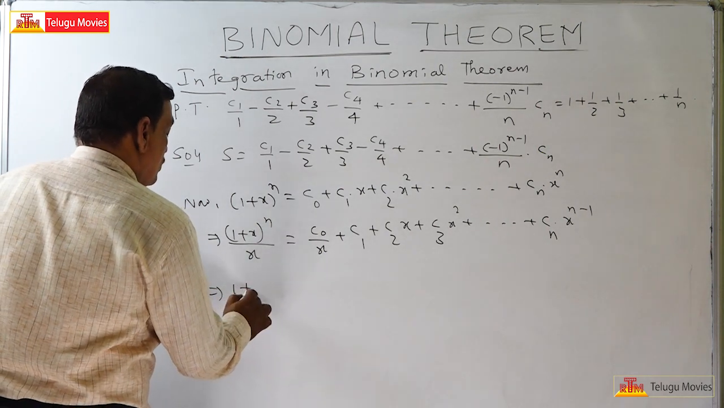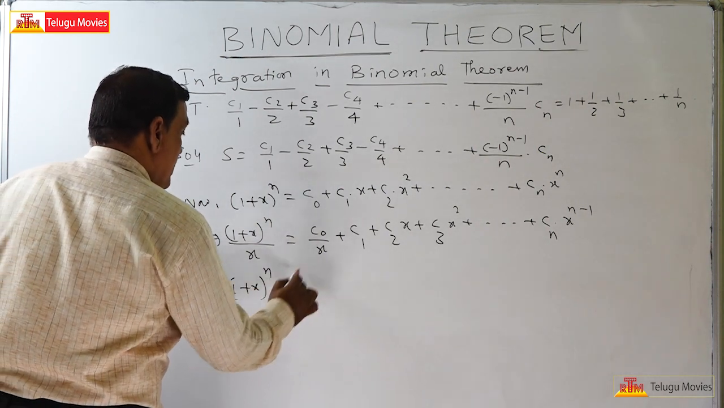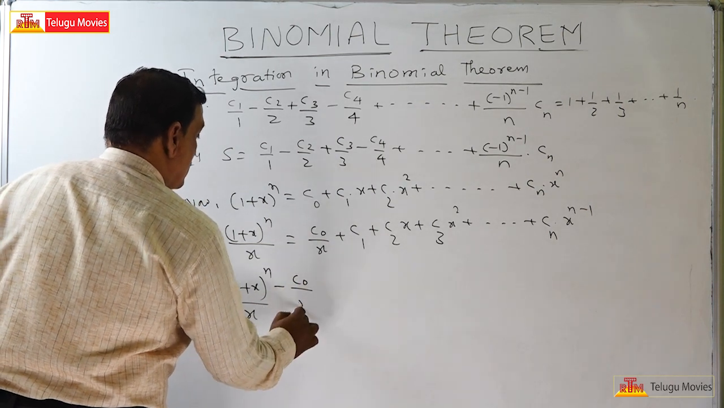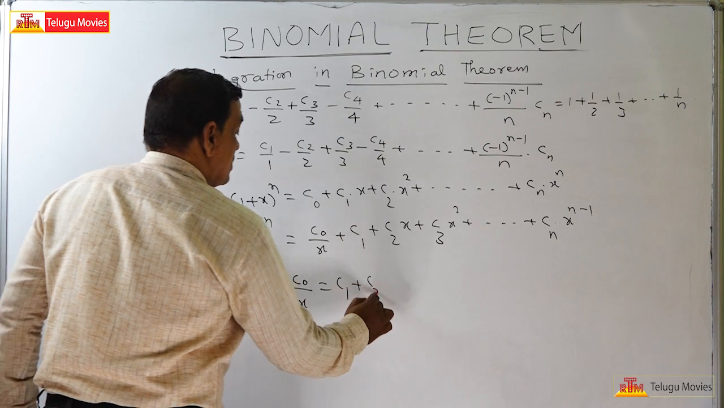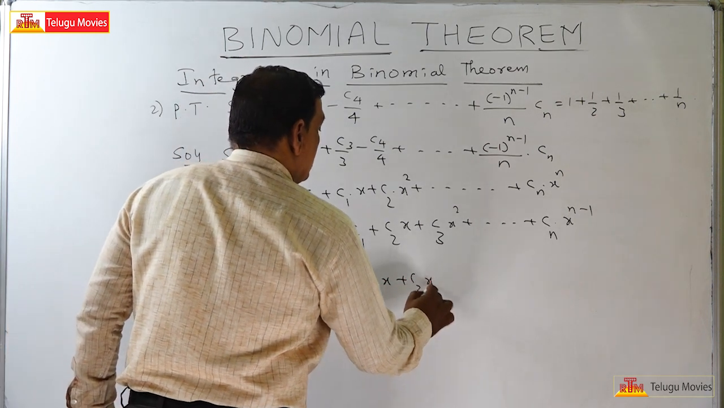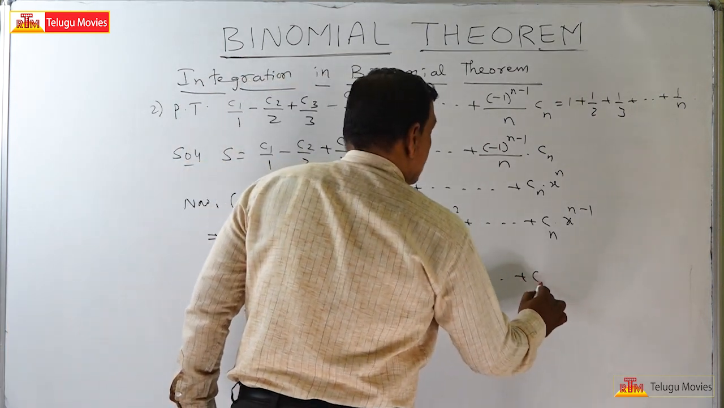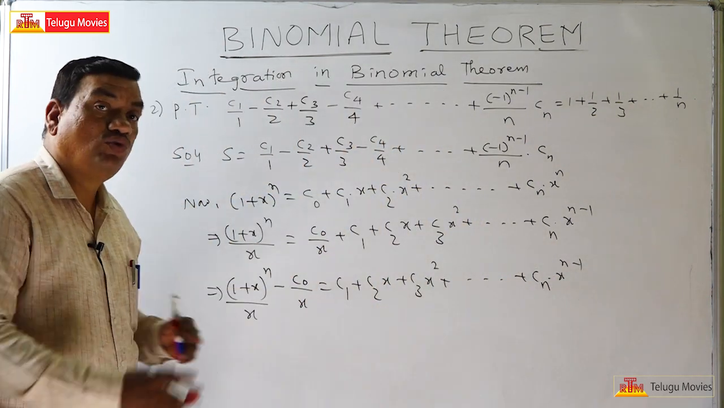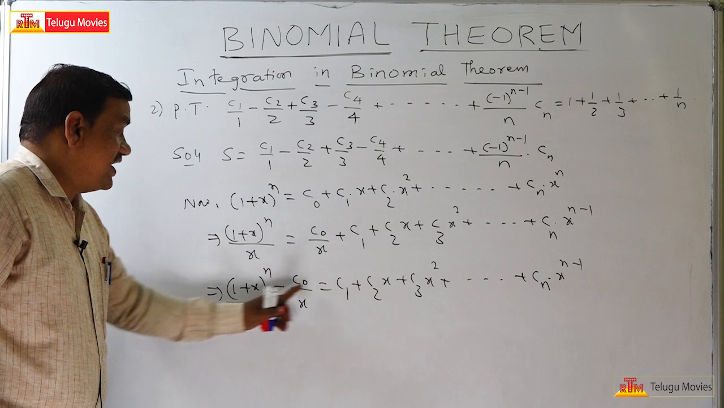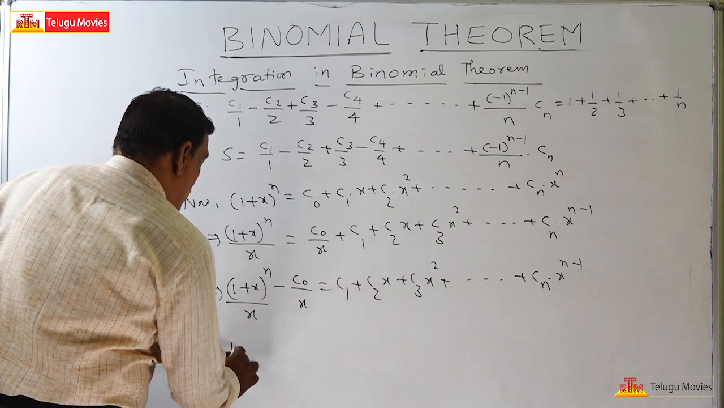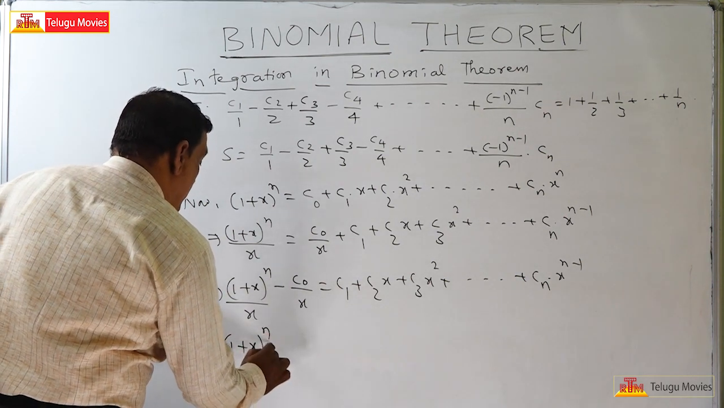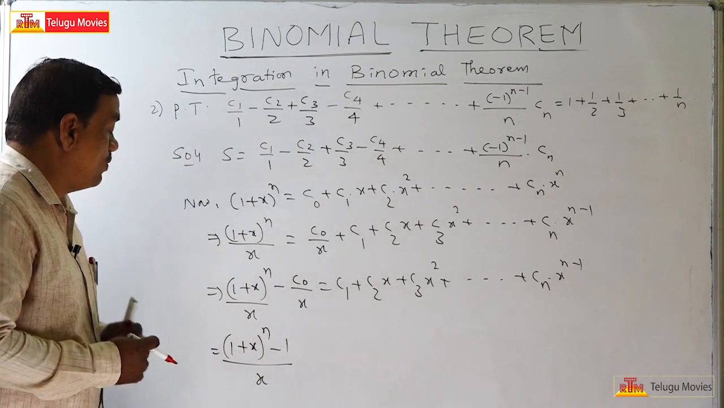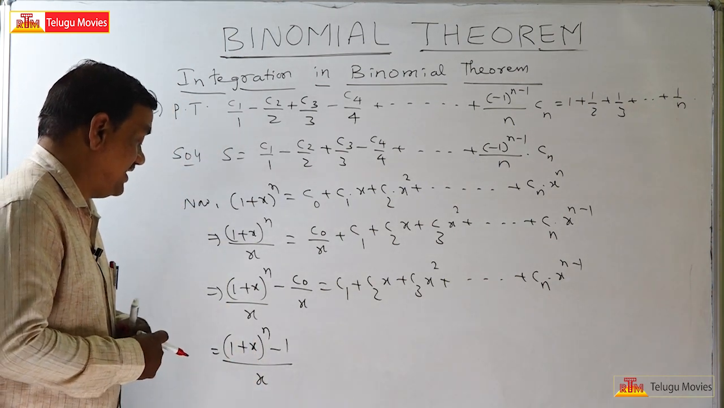So this is equal to (1 plus x) whole power n minus c naught by x. Here also x is there. This is c1 plus c2x plus c3x square plus so on, cn into x to the power of n minus 1. So I have taken this first term to the left hand side. So take the LCM x. So this is equal to (1 plus x) whole power n minus 1 by x here.